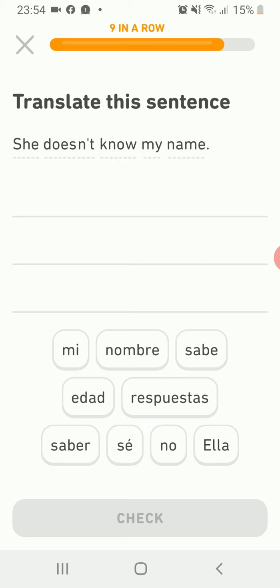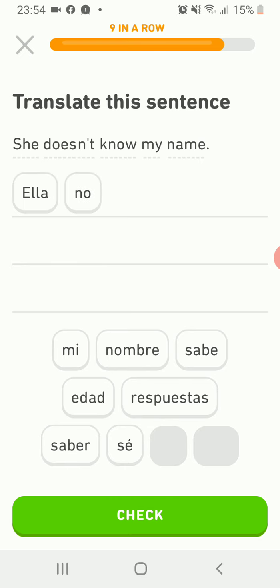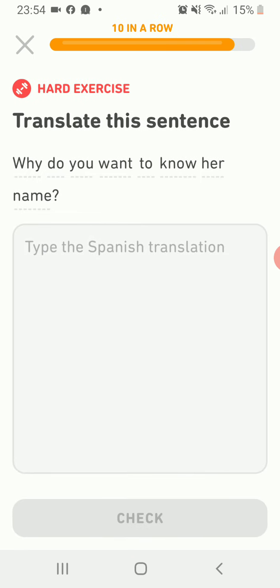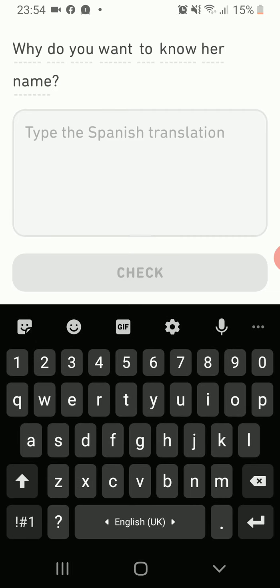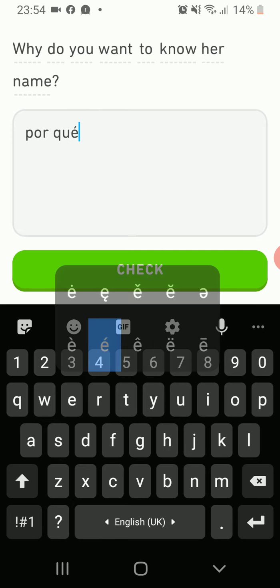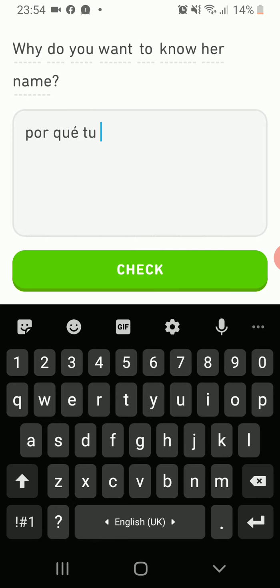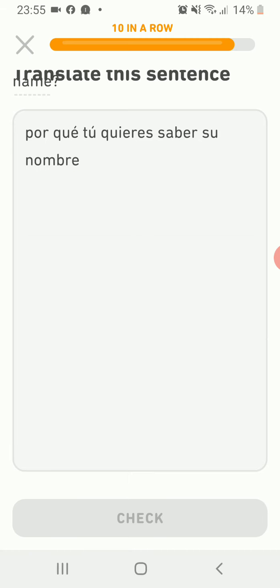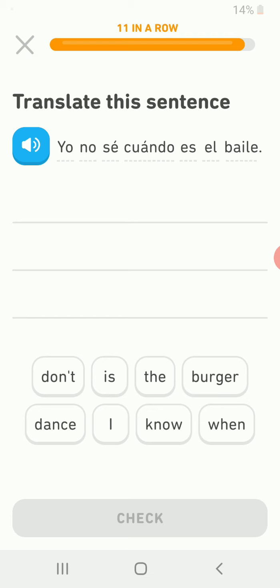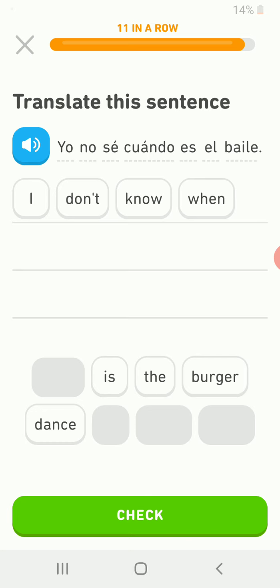Edades is age. Remember this. She doesn't know my name. Ella no sabe mi nombre. And the whole exercise, why? ¿Por qué? This is how you say why. ¿Por qué tú quieres saber su nombre? Why do you want to know her name? Yo no sé cuándo es el baile. I don't know when the dance is.